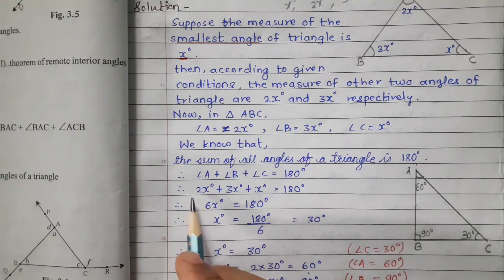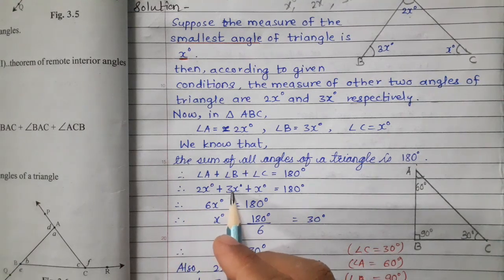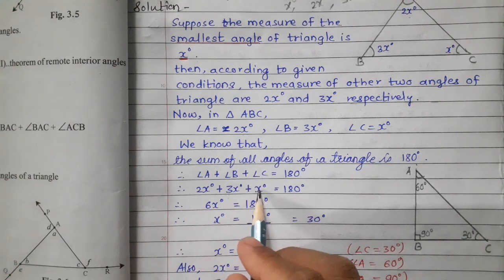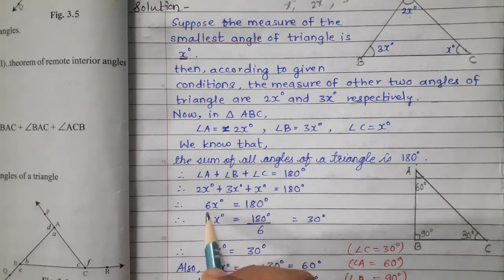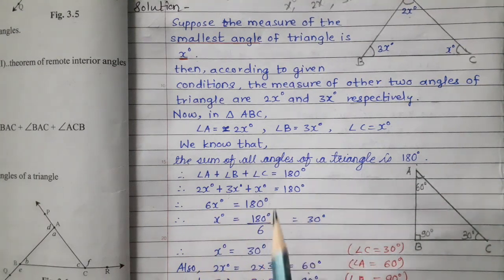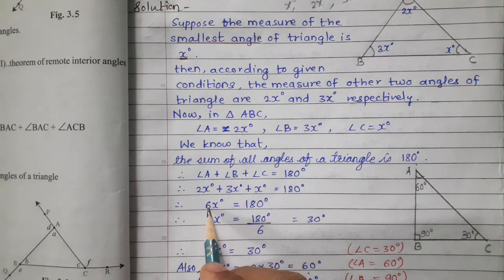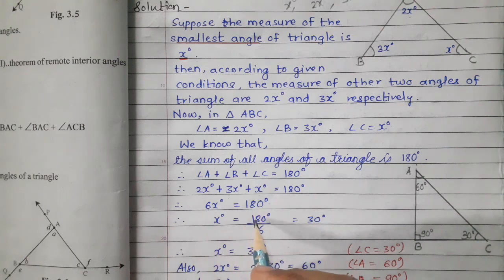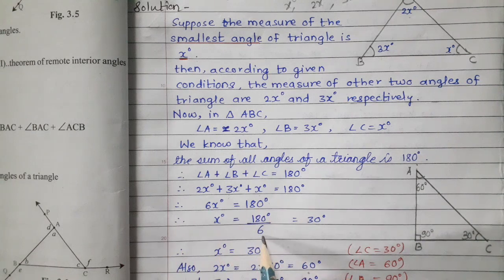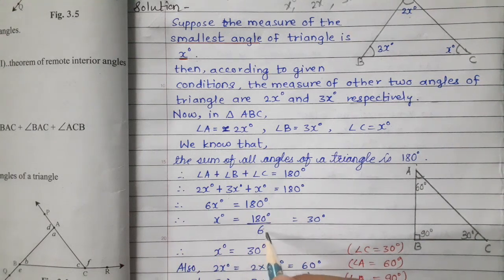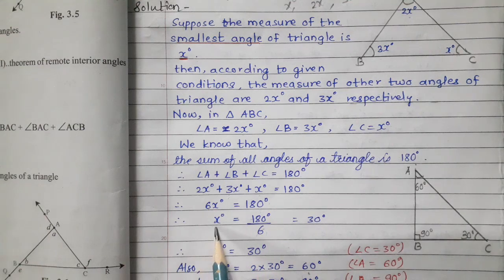Now 2x plus 3x, that is 5x, and 5x plus x, 6x. So we can write 6x degree is equal to 180 degree. This 6 is multiplying to this x on the left hand side, and it goes to the right hand side, then it divides 180 degree. Then we have x degree is equal to 180 degree upon 6, and 6 ones are 6, 6 threes are 18. So we have 30 degree. So x is equal to what?